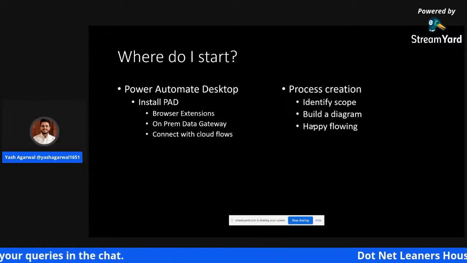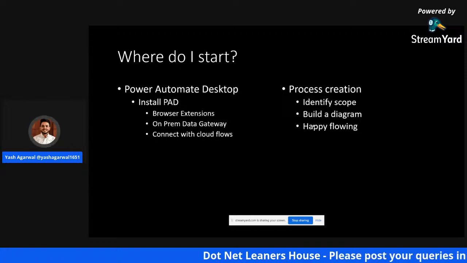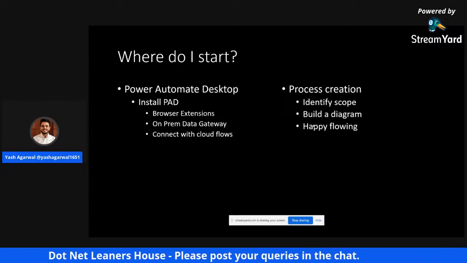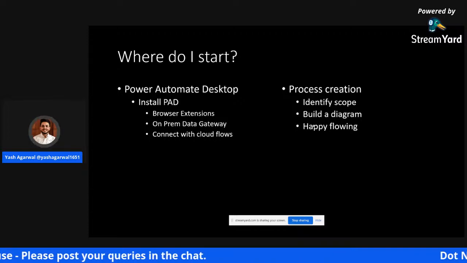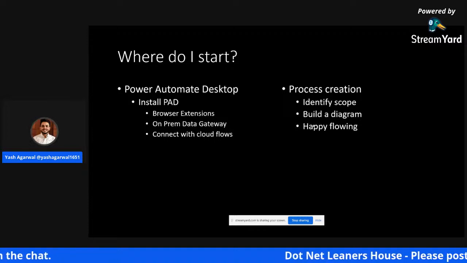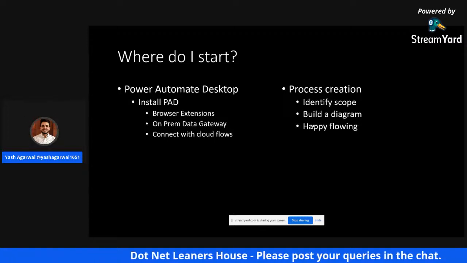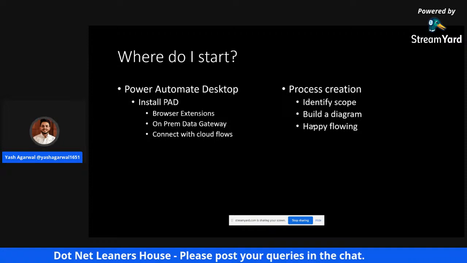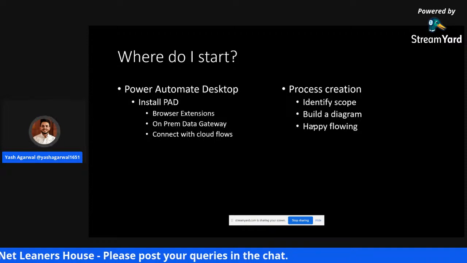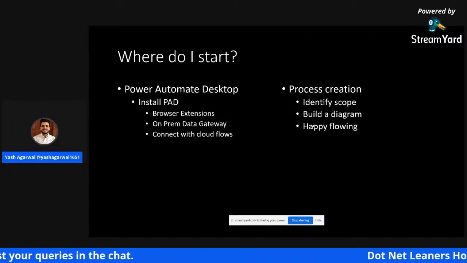So the first one is you need to install Power Automate Desktop. And if you want to do your browser automation, or let's say you want to automate web applications, you need to get the browser extensions. There are separate extensions for Chrome, Edge, and other browsers. And then if you want to trigger your desktop flows from a cloud flow, you need to have the on-premise data gateway. Once you install that, you can create connections in your cloud flow and call your desktop flows from there. And that is how you can connect the two.